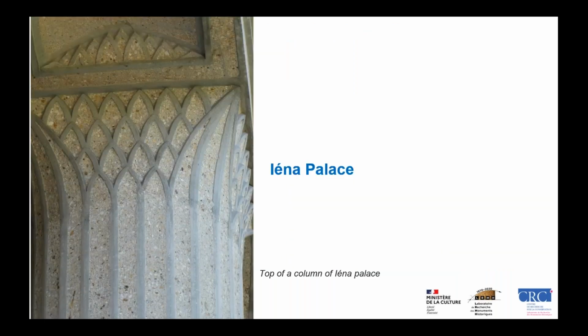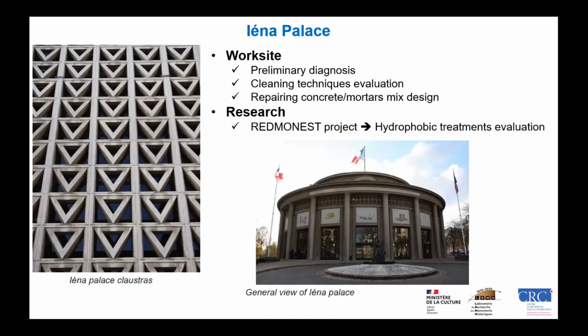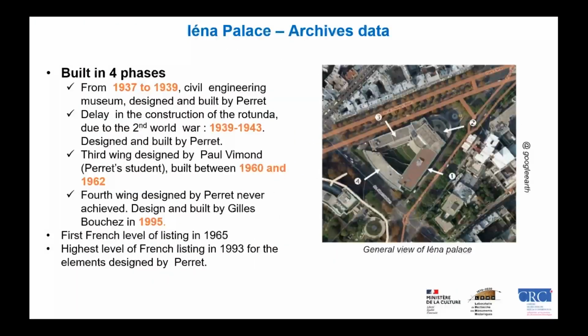Now let's come to Iéna Palace. It was built in 4 phases. The first one from 1937 to 1939. And the second one was the construction of the rotunda, which was delayed due to the Second World War. And then the other wings were designed later by Paul Villemont, and the fourth wing by Gillet and Boucher. And we will only talk about these 2 first periods of construction.